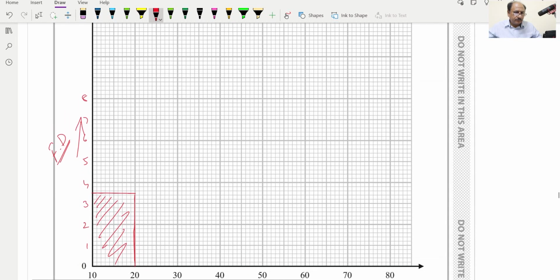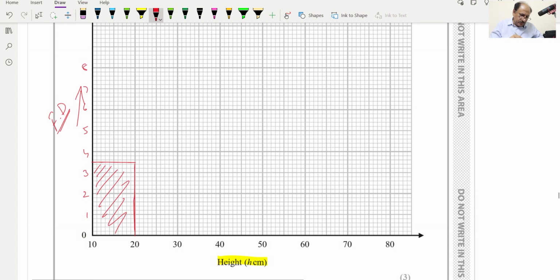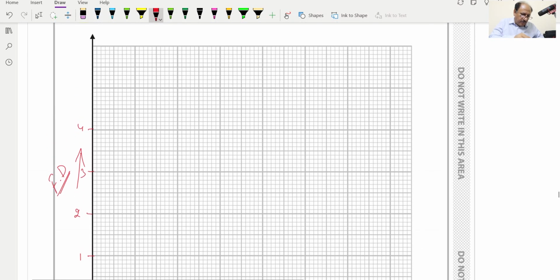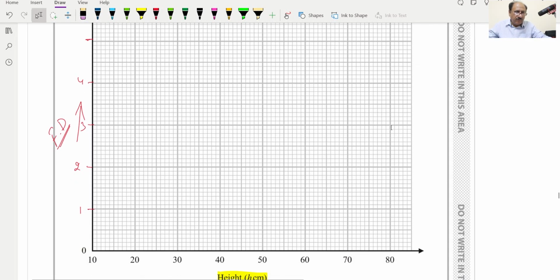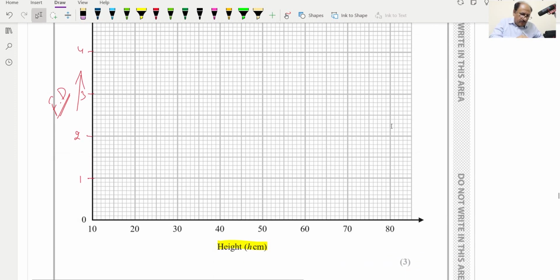It will be a smaller histogram, so we can change this side, the frequency density. If I change the scale, I'll take 1 over here, 2 over here, 3 over here, 4 and 5 over here. Basically the maximum is 5, so we can take it like this. So 3.5 will be up to this one, so we can draw the histogram like this.